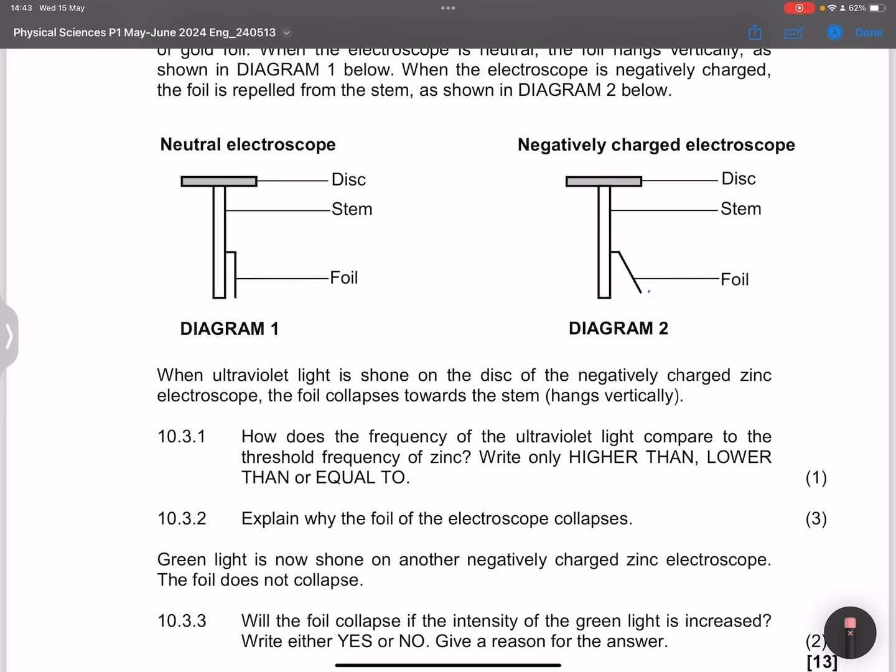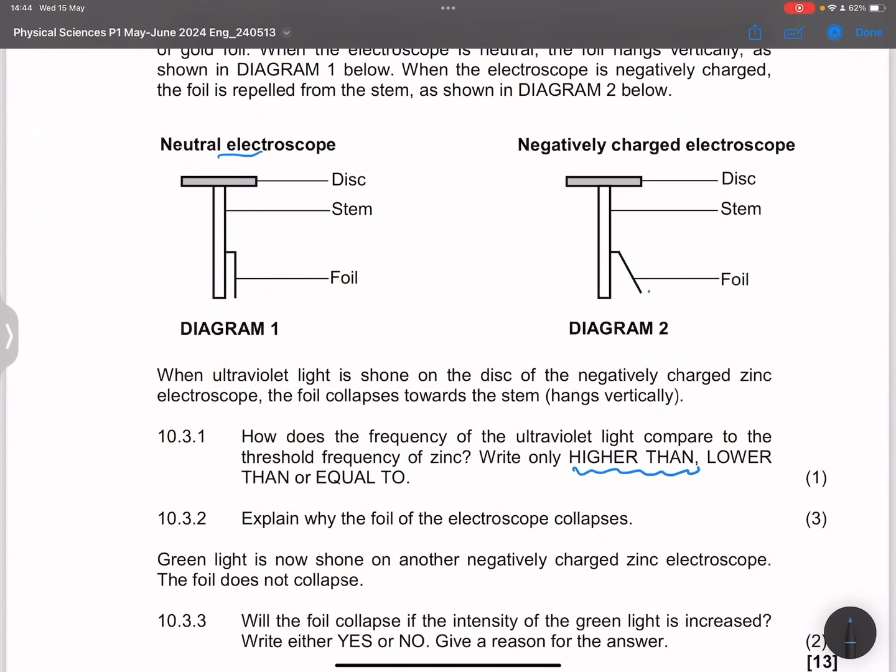Now, let me just explain what happened. Remember, it was negatively charged, and the moment we shone ultraviolet light onto this, those electrons were ejected. Because electrons are ejected, there are no excess electrons, and so if it's neutral, it will just collapse back. So that means that the frequency of the ultraviolet light would be greater than the threshold frequency. So in this case, we'll just simply say higher than.